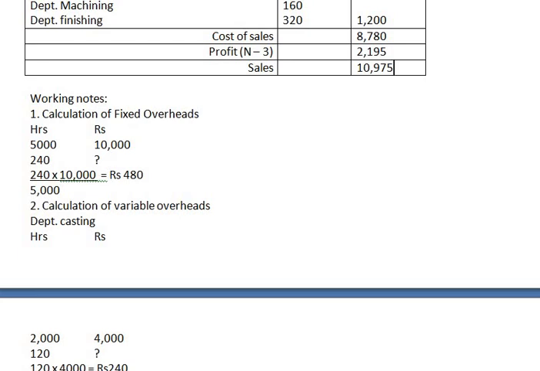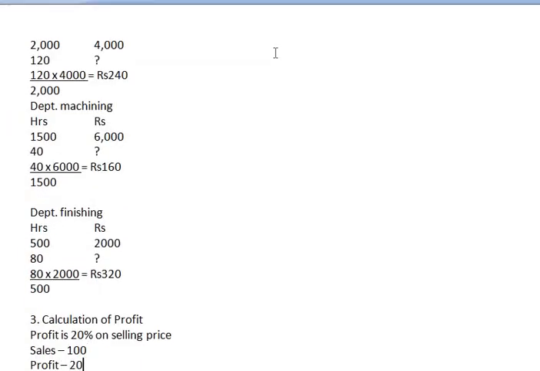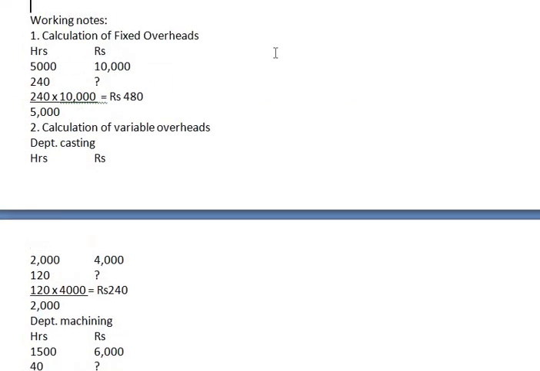Understanding? Hope this problem is clear. It was a very simple problem, a 5 mark problem. Such types of problems have many times been asked in exams. So please go through the problem again and solve it.